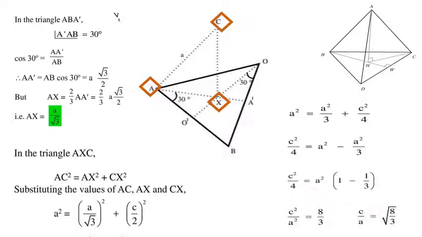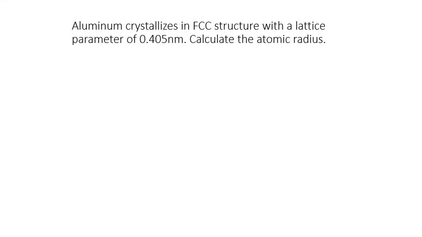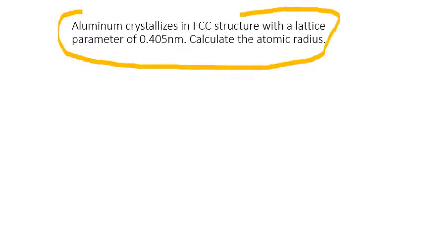By taking these references, we are going to have a few numericals. The first one is something like this. You can just note it down: aluminium crystallizes in an FCC structure with a lattice parameter of 0.405 nanometer.